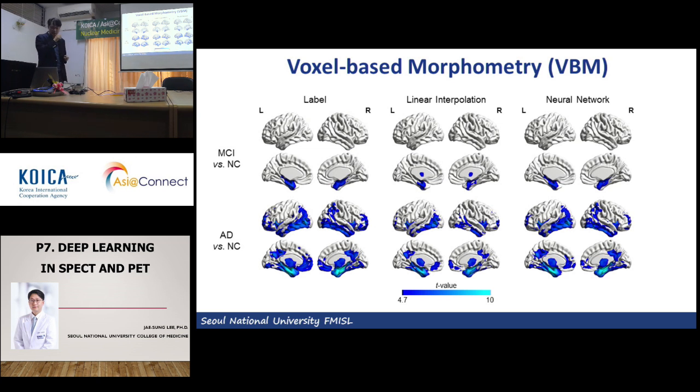So it supports that maybe we can use this deep learning based super resolution data for the 3D voxel level evaluation of gray matter density or the cortical thickness or something.